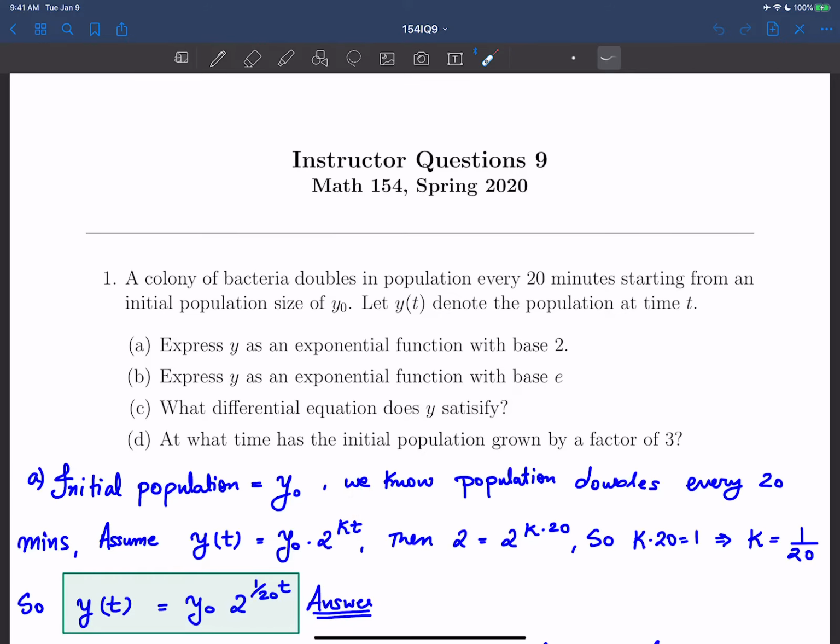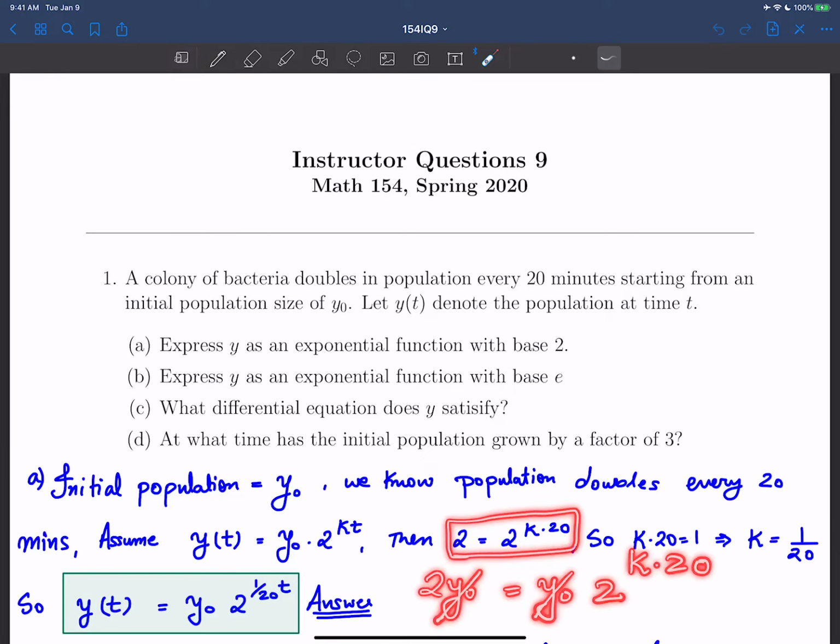Now to solve that, we know the population doubles every 20 minutes. So after 20 minutes have passed, after t becomes 20, the population should become twice the y0 value. So the actual equation is: the population doubles, so it becomes twice y0, when the time is 20. From there you can cancel the y0s because they're on both sides, and you end up with the equation 2 equals 2 to the power of k times 20.